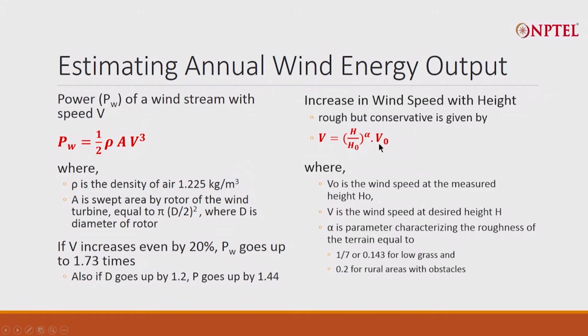Alpha depends on various things, multiplied by the velocity at h0. So velocity at some height is measured and velocity at another height is higher than that. That is the important factor. Alpha varies with the roughness of the terrain and could be 0.143 or 0.2. So it increases, and remember that the power is increased by V cube. So it has a huge impact if you increase the height.